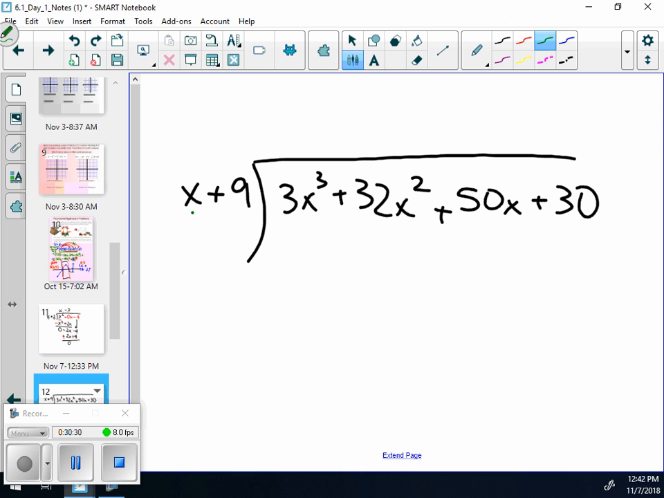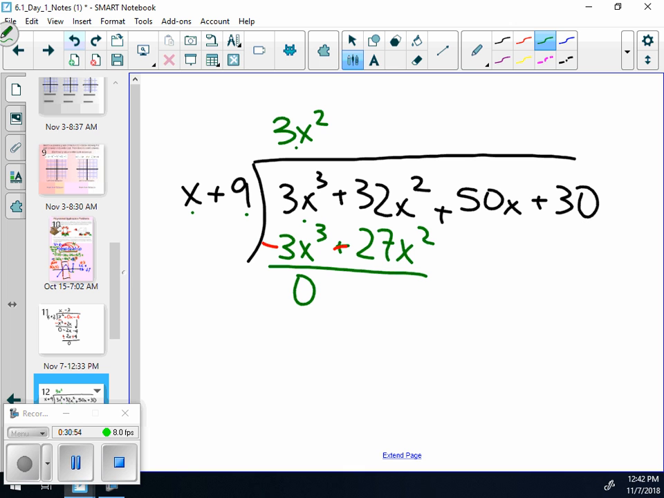But here we have an x. We need to get to a 3x cubed. So x times 3x squared would get us to 3x cubed. And then you have to take 3x squared times 9, which gives you 27x squared. From there, if you take the opposite of both of those, the opposite of both would be their negative equivalents. Then you get 0, and then you get 32 minus 27x squared, which is just positive 5x squared.